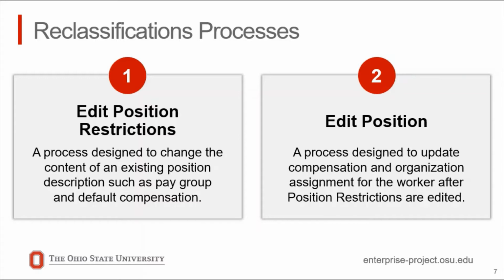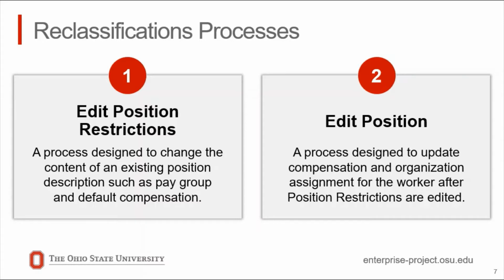As mentioned, there are two business processes involved with the reclassifications process: 1. Edit position restrictions, and 2. Edit position. Edit position restrictions is the process where you are changing the position itself. This may include changes to the default compensation, pay group, or organization assignments. This may also be used prior to the recruit to hire process if the requirements and details of the job need to be changed. Edit position is the process where you take that position and apply the updates to the worker in the position. This may include compensation changes or organization assignment changes. These changes would not automatically be carried over from the edit position restrictions task. For job management reclassifications, this will be the only process.